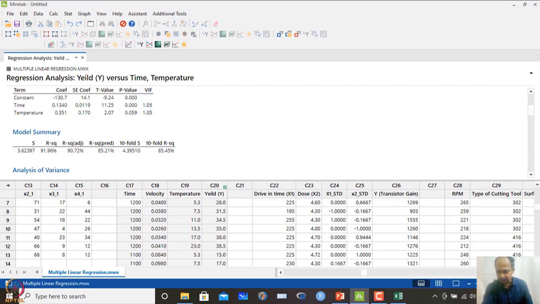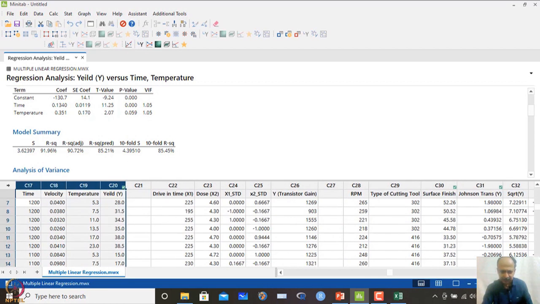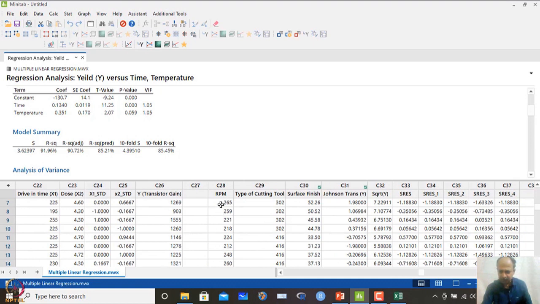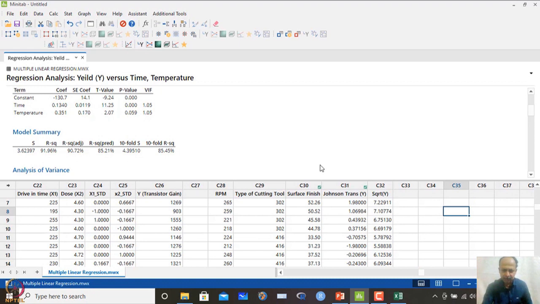Okay, so this is one scenario, and we can have in regression some other scenarios like that. This is the example I want to place over here. Maybe we will delete this one residual over here. So, this is one example that we are taking. RPM, type of cutting tool and surface finish, these are the variables. Surface finish is Y and RPM is the continuous variable, and there can be a categorical variable, that means the type of the cutting tool.